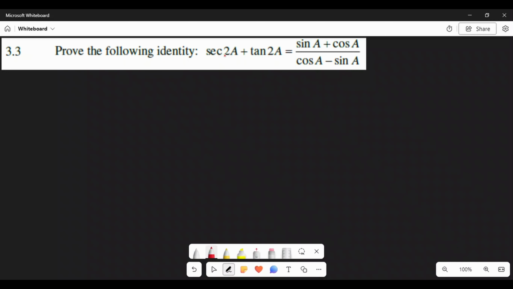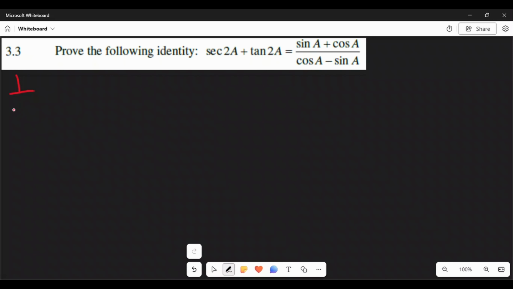So let me just choose the left hand side. Now when I look at the left hand side, you have sec 2a plus tan 2a. So you can change this sec into inverses. The inverse of sec is actually 1 over cos. Just in case you don't remember the inverses, you can go to the description. I made a video about inverses.